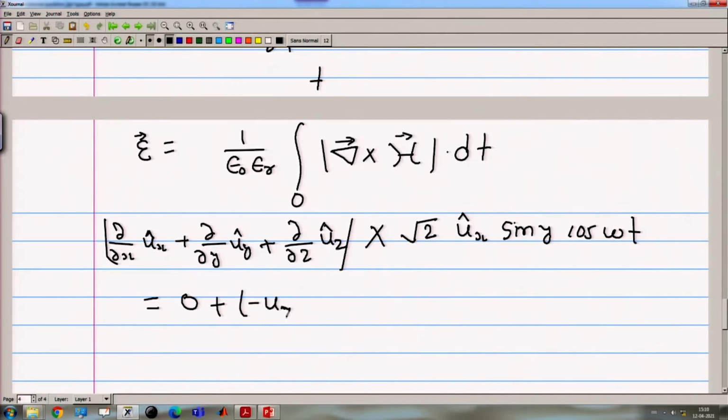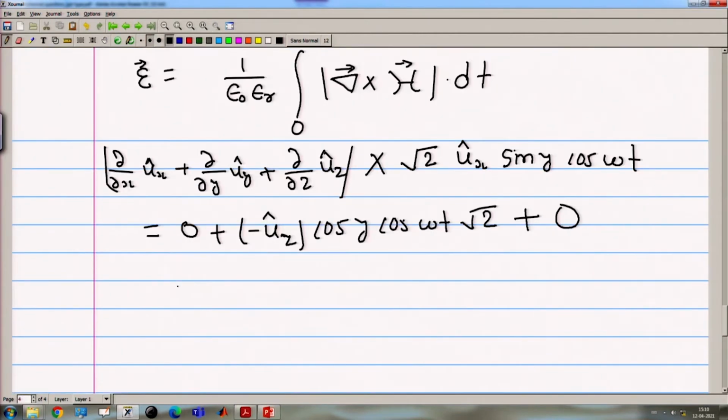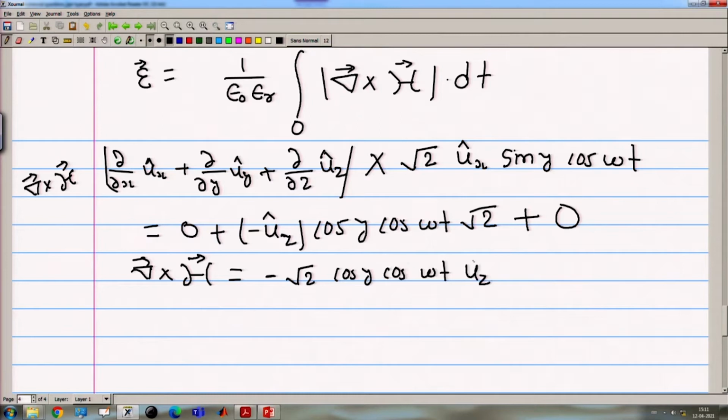So, it will come minus uz, and differentiation with respect to y on sin(πy) will be cos(πy), cos omega t into root 2. In the next part, uz cross ux will give uy, but there is no z component in H, so this term will be 0. The third term will also be 0. So, del cross H equals minus root 2 cos(πy) cos omega t uz.